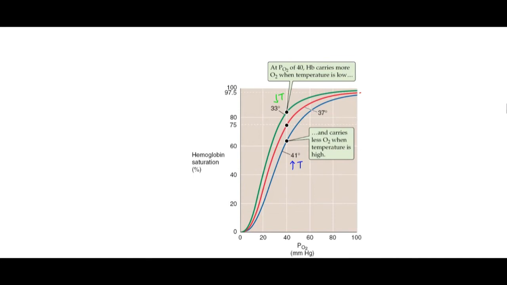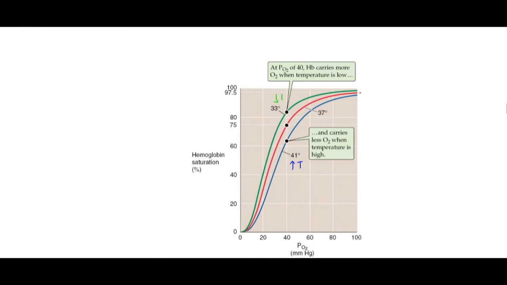At your tissues, you typically have a value of about 40 partial pressure of oxygen in your tissues. That means that if you have a higher temperature, at that blue curve, how much of your oxygen is saturated? 64, 65%. What about if your tissue was cooler? Much higher, right? You're looking at above 80s, 85% saturation.